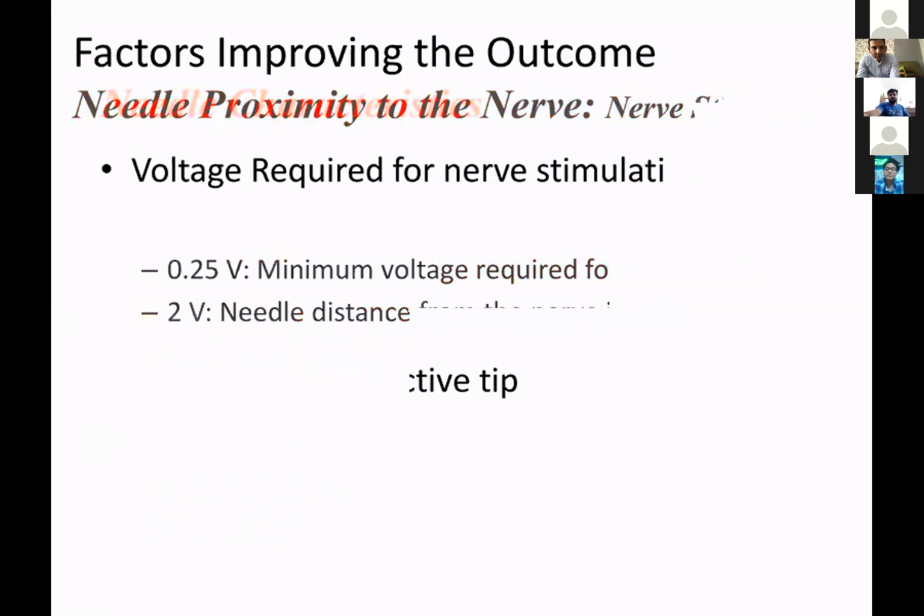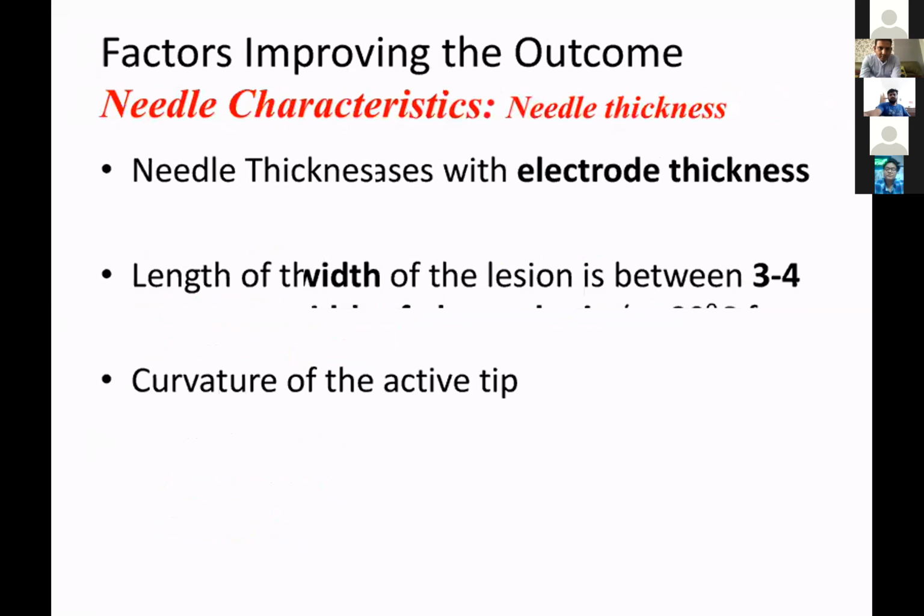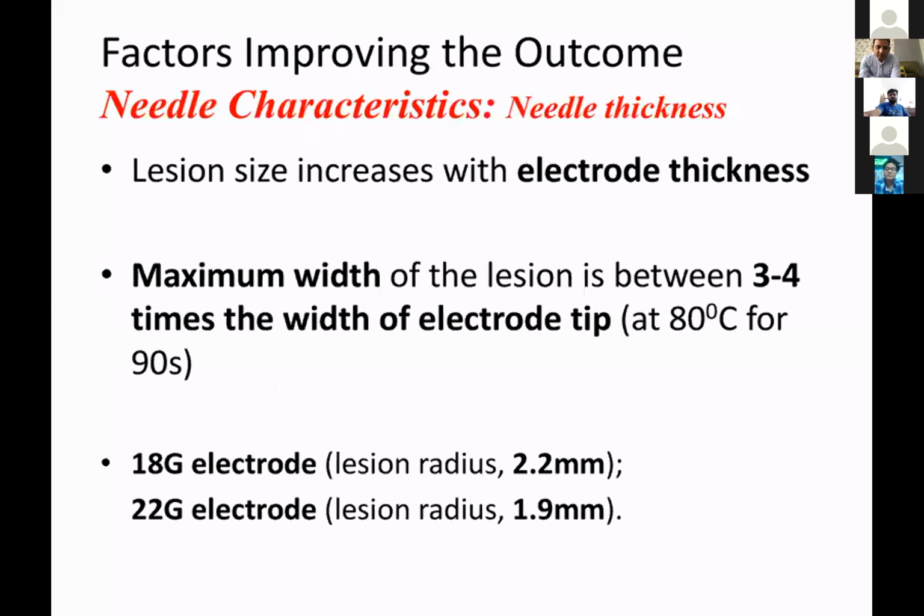Now, coming on to the needle characteristics, these are the 3 important needle characteristics. First of all, the thickness of the needle. The maximum width of a thermal RF lesion is approximately 3 to 4 times the width of the electrode tip. So that means as the thickness of the electrode increases, the lesion size increases. To give you 2 examples, an 18 gauge electrode produces around 2.2 mm lesion radius, and a 22 gauge electrode produces a lesion with a radius of 1.9.